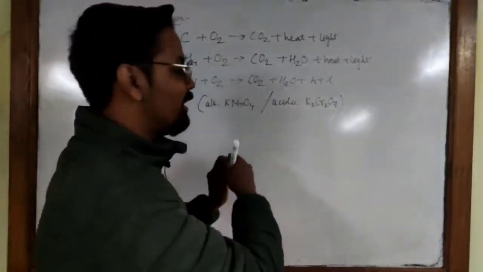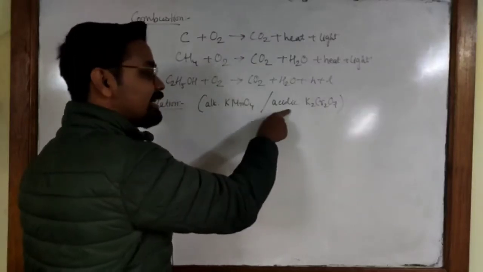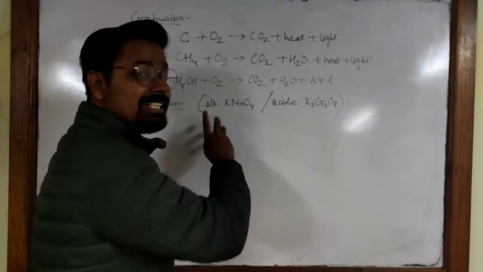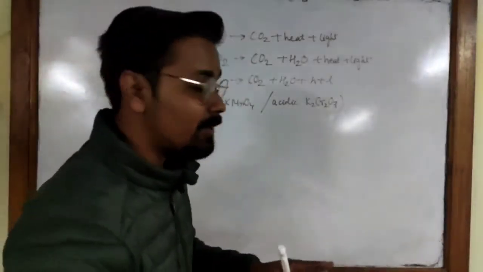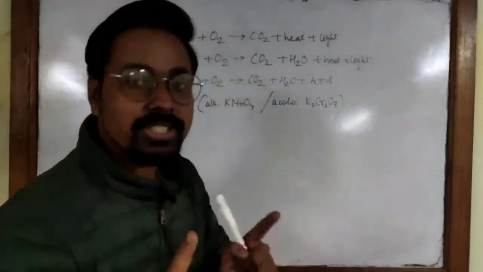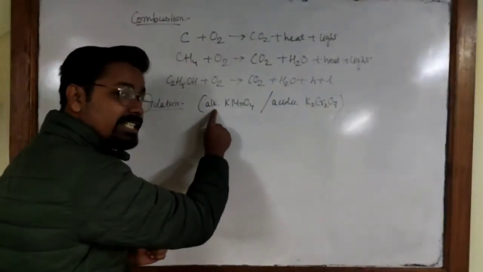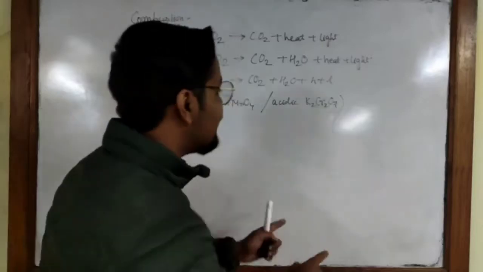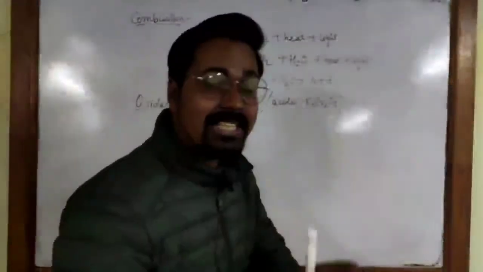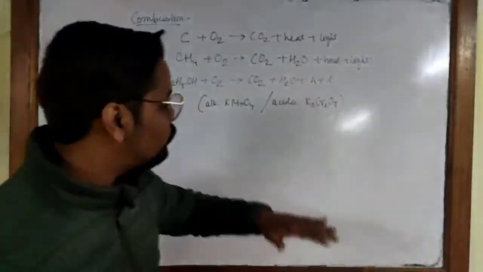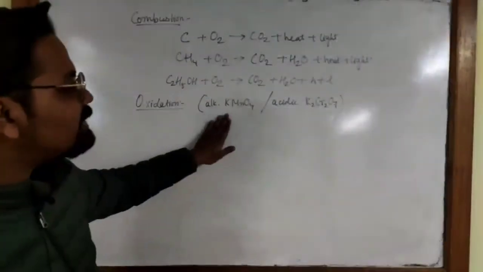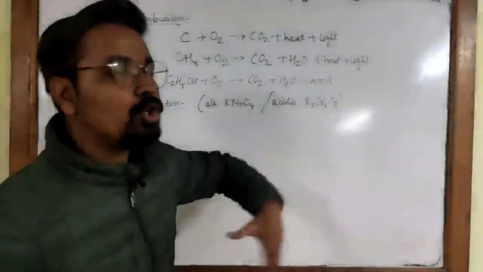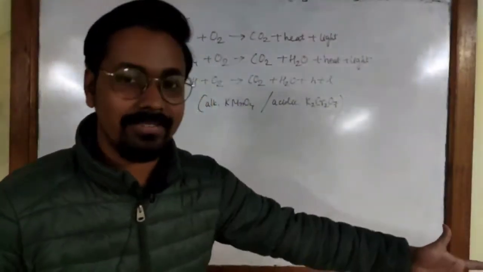Don't switch these two. KMnO4 in acidic condition will not act as an oxidizing agent. K2Cr2O7 in alkaline condition will not act as an oxidizing agent. KMnO4 will only act as an oxidizing agent if it is present in alkaline condition. So you must write alkaline KMnO4 and acidic K2Cr2O7 as oxidizing agents. You can see here they contain oxygen, so they can donate the oxygen and oxidize a given compound.